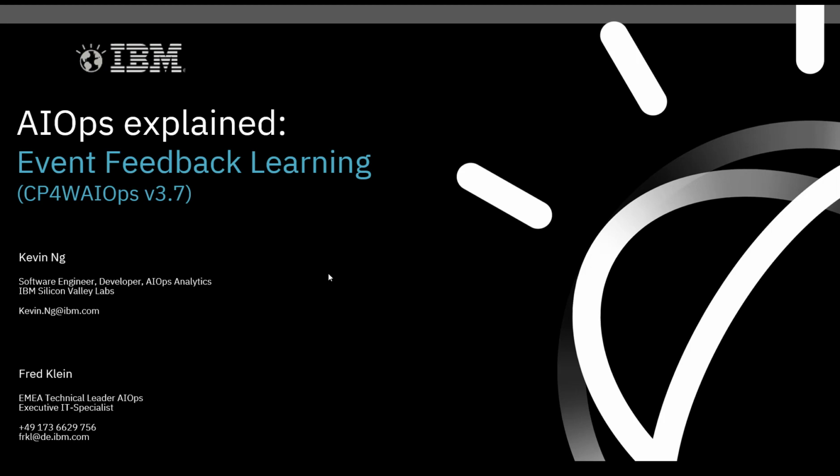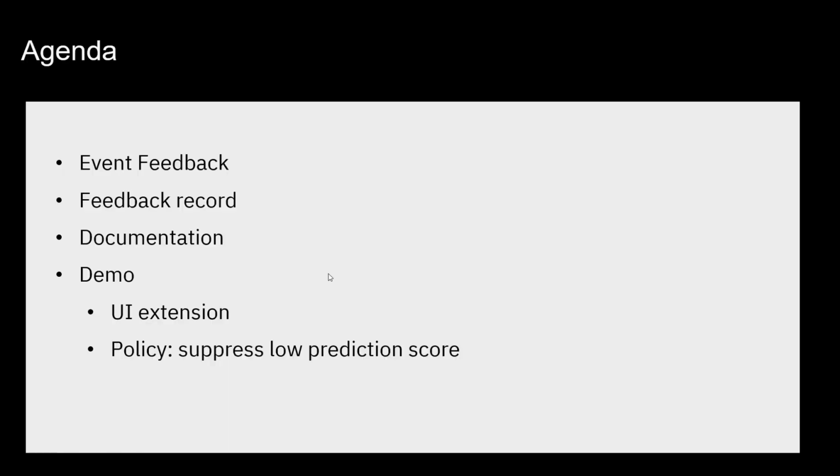Before we go into details, we have a little agenda. Today we're going to talk about event feedback and what feedback for events is. We have a data structure which is used, and we have AI capability, so there is a modeling process and a training process. We have documentation, and we want to conclude this presentation with Kevin's demo. Kevin is going to show you the user interface extensions, as well as guide you through a suppression policy which is going to utilize these kinds of metrics provided by the system.